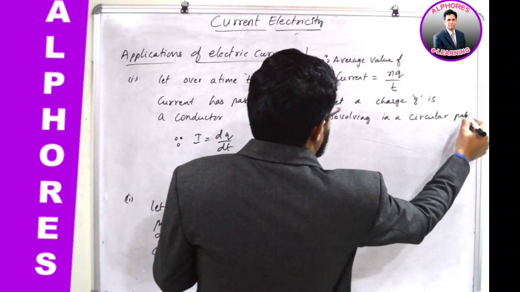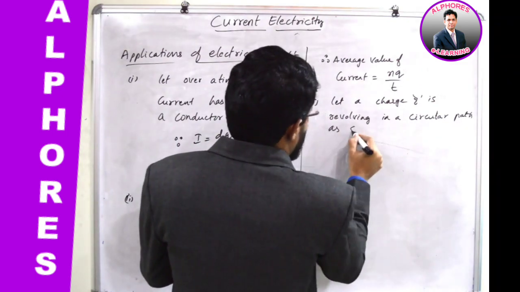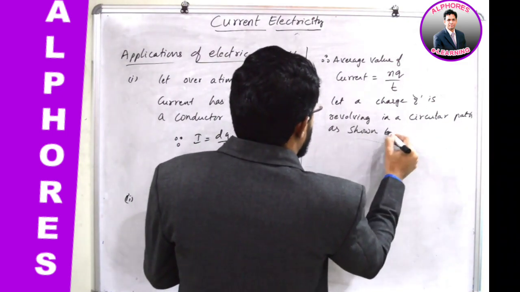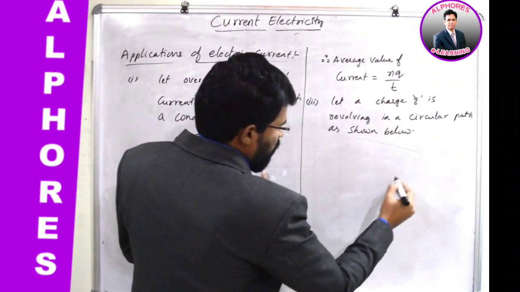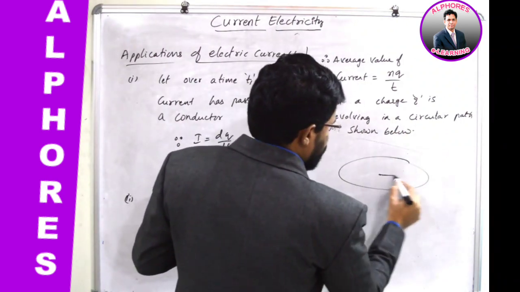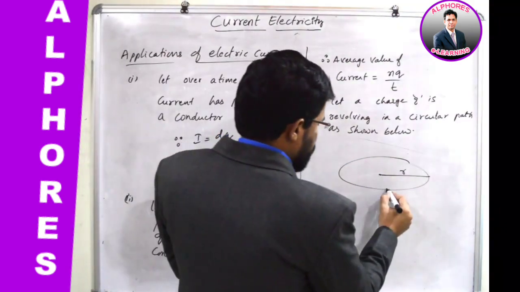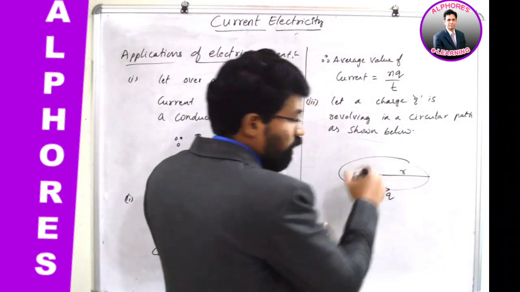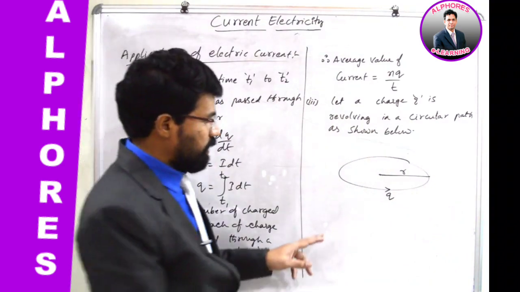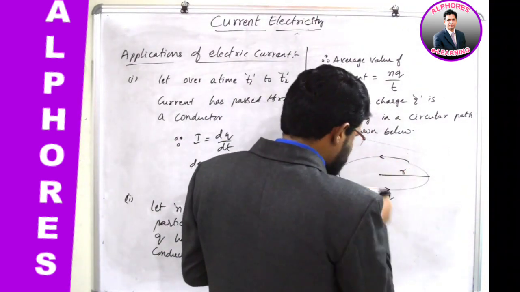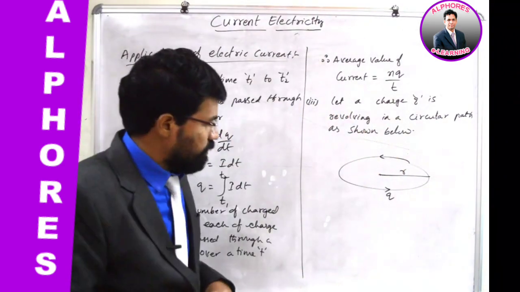Circular path, as shown below. Let us imagine a circular path like this. Let the radius of the circular path be r, and what is going on here? In the circular path, a charge q is revolving. In what sense is it revolving? It is revolving in the anti-clockwise sense.